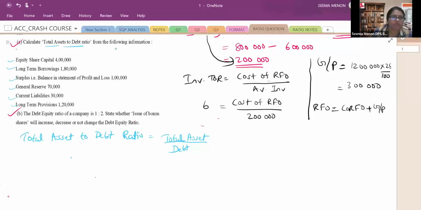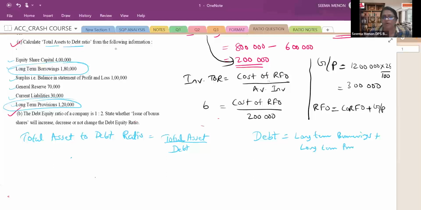And the debt is also given. What is the debt? Debt means long-term borrowings plus long-term provision, that you should know. First, let us find out debt. Debt is equal to long-term borrowings plus long-term provision. That is a must, you should write the formula. Whenever there is a long-term provision, it is a part of the debt only. So what is given here? 1,80,000 is our borrowings, and you can see here, I have circled it, that is 1,20,000. So the total will become 3 lakh rupees. That is our debt. I hope this is clear to you.